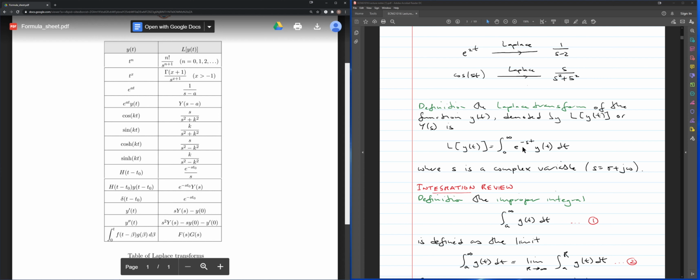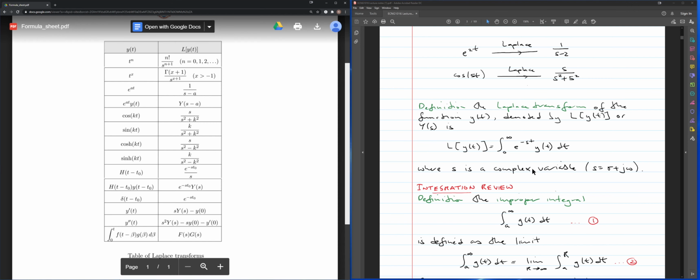Second issue is that this s is going to be a complex variable, so the s is going to have real and imaginary parts. This is how we typically write a complex number. This is your real part, the real part is sigma, and the imaginary part here is omega.